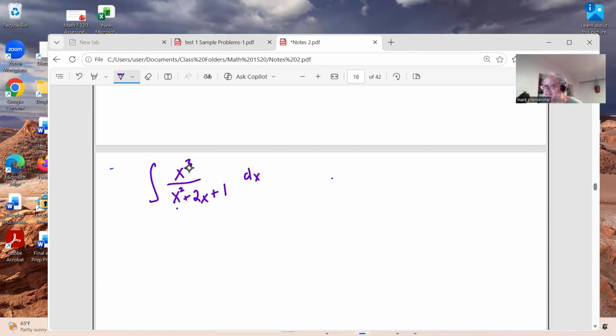But since the top degree is bigger than the bottom degree, my first job is to do everybody's favorite thing in the world, polynomial division. The reason I say that is because I taught intermediate algebra for a very, very long time. When we got to this point, everybody who was taking that class was so overjoyed to get to this section. They loved doing long division.